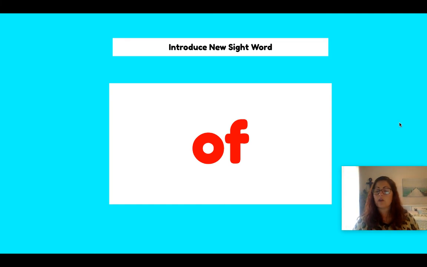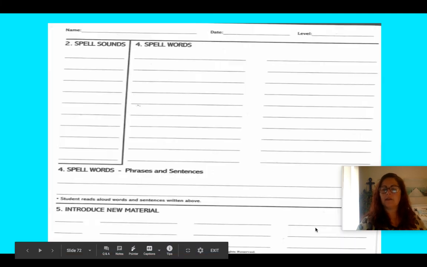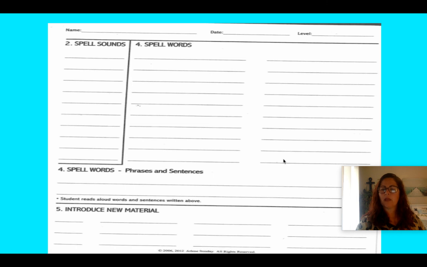Now our next sight word is of. Okay, and then we're going to trace. O-F says of. O-F says of. O-F says of. Now they're going to write that next to the I's in the new materials section. Have them say O-F says of every time they write it.